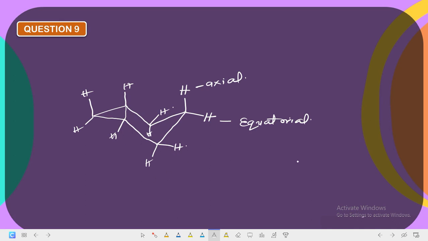The chair form is more stable than the boat form. The boat form is something like this. This is how the boat form is. You have all the hydrogens also, axial, equatorial, and that. So if you are asked to draw the boat and the chair form of cyclohexane, you should be able to draw them, say which one is more stable, and then label the equatorial and axial hydrogens. You should be able to do that.